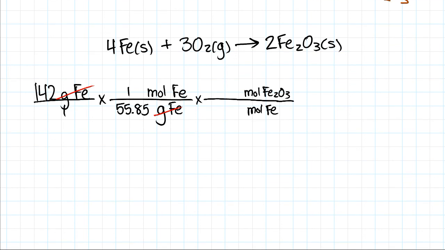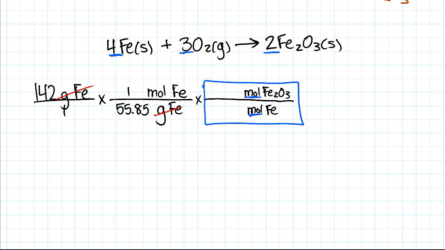Looking at our balanced equation, I see that 4 moles of pure iron combines with 3 moles of oxygen to give 2 moles of iron 3 oxide. For this part of your conversion, where you've got moles of one thing over moles of another thing, you've got to use the molar coefficients from the balanced equation. Next to the moles of iron, you have a 4. Next to the moles of iron 3 oxide, you've got a 2. That's all you got to do for that step, is just plug in what you see from the balanced equation.